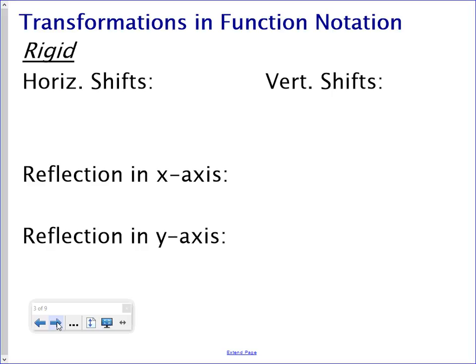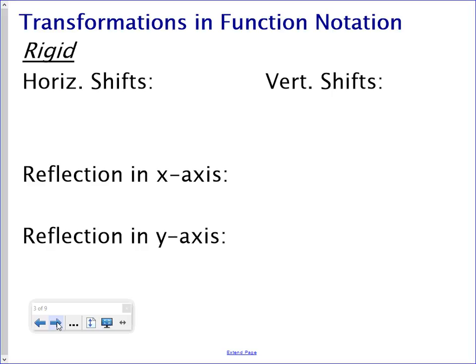Transformations and function notations. The first set of transformations we're going to talk about are rigid transformations. Rigid means we're not going to change the size or the shape of the graph. We're only changing its location or its orientation in the coordinate plane. So it stays rigid. It doesn't move other than to change location or change orientation. Horizontal shifts and vertical shifts, you might have called those translations in Algebra 2 and also geometry.